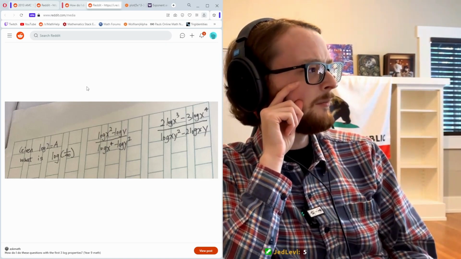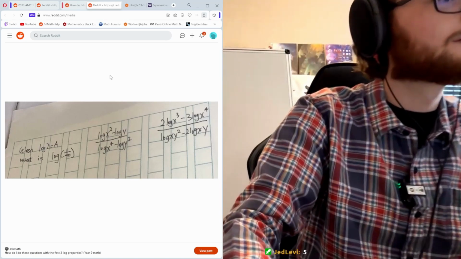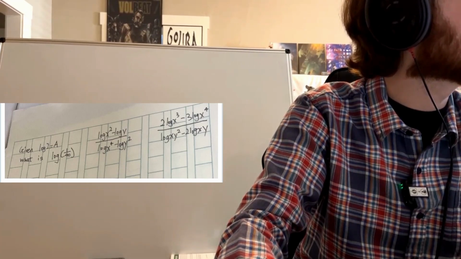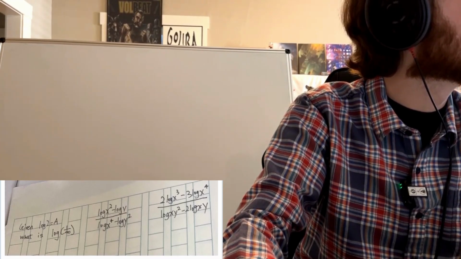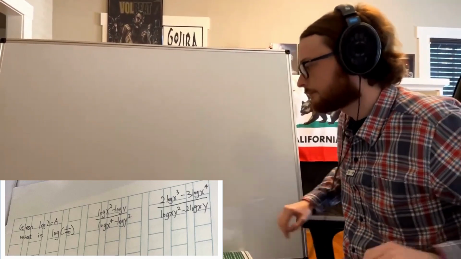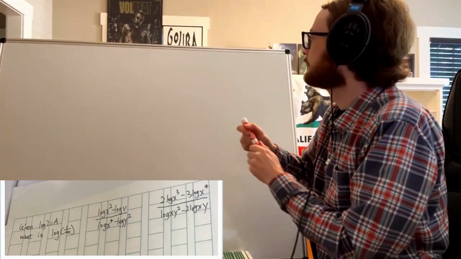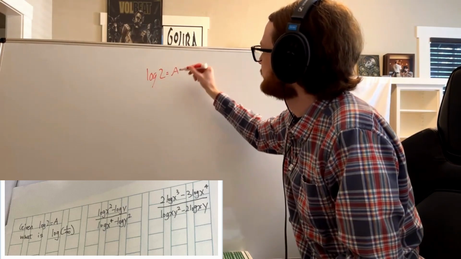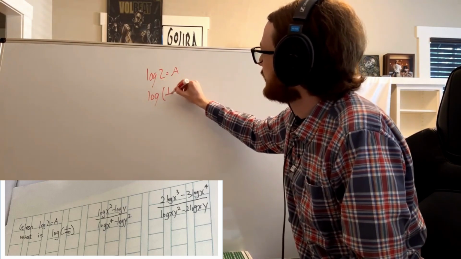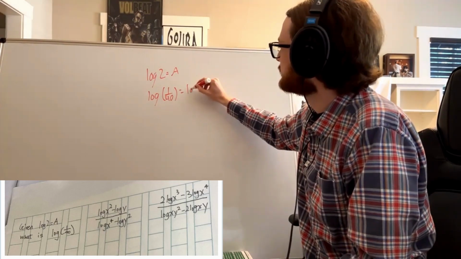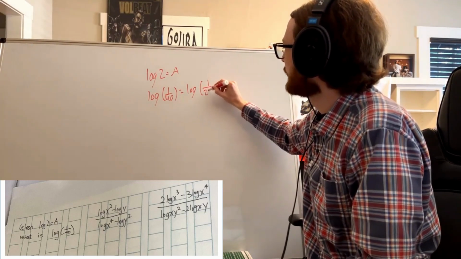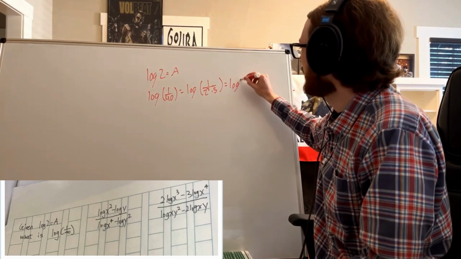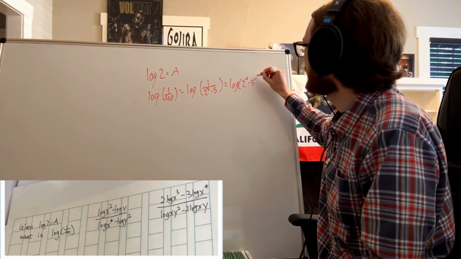Are you allowed to do that? Maybe you can. It's not going to be only in terms of a, but if you're allowed to have a log 5, log of 2 is a. Log of 1 over 40 is log of 1 over 2 cubed times 5, which is log of 2 to the negative 3 times 5 to the negative 1.